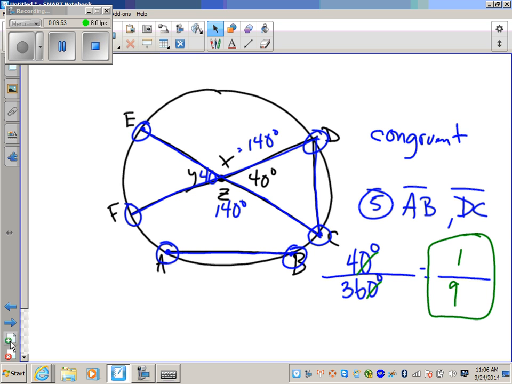Any questions there? Do numbers, page 376. Do numbers 7 through 13 right now. 7 through 13. 376, 7 through 13.